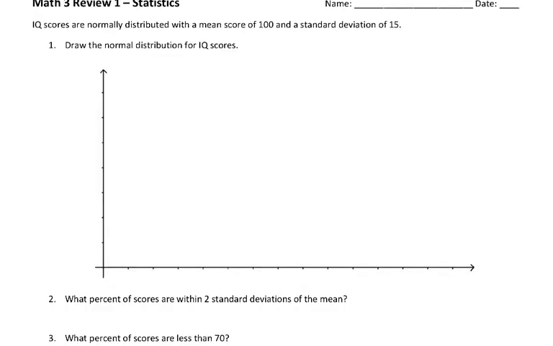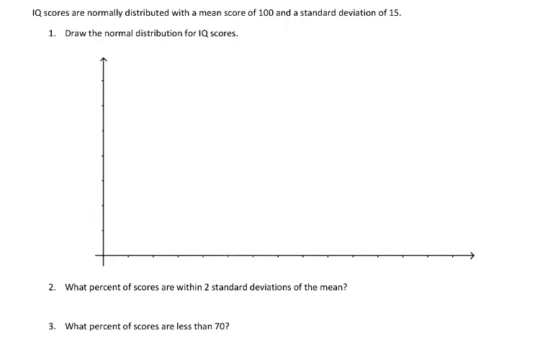So, it says our IQ scores are normally distributed with a mean score of 100 and a standard deviation of 15. Right? So we've got our mean of 100 and our standard deviation of 15. It says draw the normal distribution for IQ scores. Okay? So, we would take a look at this and draw it out as our bell curve. Okay, and it looks like we have some marks on here. So we'll call that our mean.